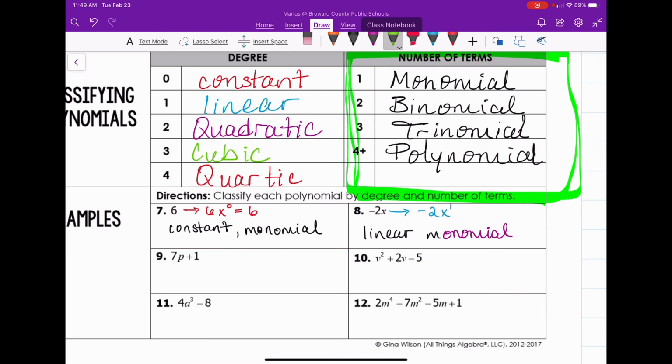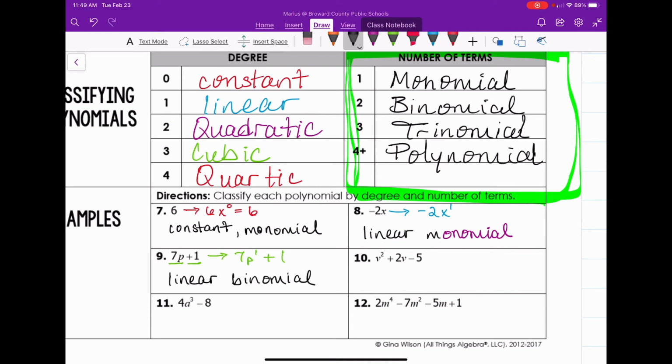Let's take a look at number 9. Number 9 has 2 separate terms, so that makes it a binomial. And the largest exponent, or the degree, is 1 because the p has an exponent of 1. So it's binomial because of the 2 parts, and it is linear. So this is linear because the degree is 1, and it's a binomial because it has 2 terms.